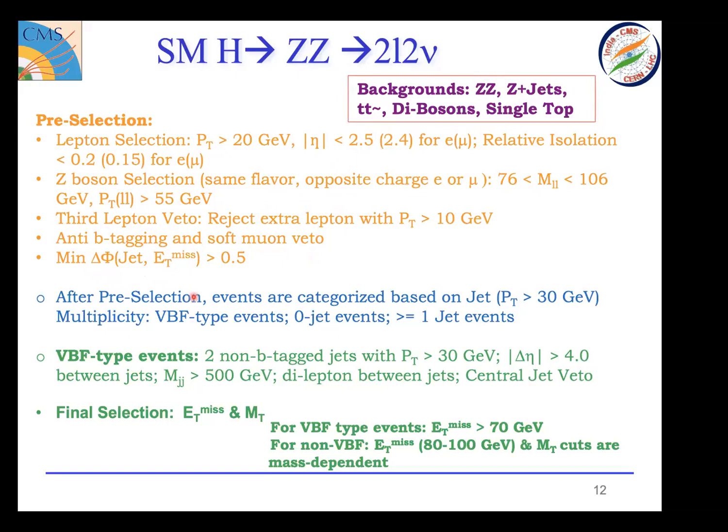And then the events were categorized further, with VBF. As I mentioned earlier, we are requiring 2 non-b-tagged jets with high pT, greater than 30 GeV, with large rapidity separation and high invariant mass. The dileptons even should be there between those jets, but there should not be any central jet. There should not be any jet activity. And for the remaining 0 jet and greater than or equal to 1 jet events, it was the transverse missing energy and the transverse mass cut which were used ultimately for discriminating signal from background as well as for placing limits.